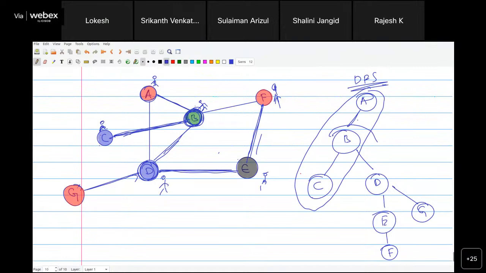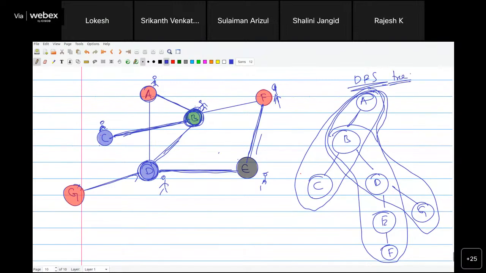So this is one branch, A, B, D, F. This is the longest branch in the graph, and this is the third branch. So there are 3 branches in the graph, and if you observe correctly, between 2 different branch vertices in your DFS tree, there is no common edge.